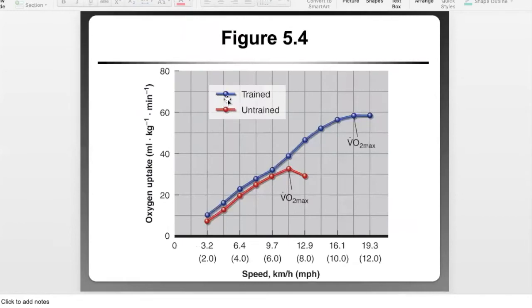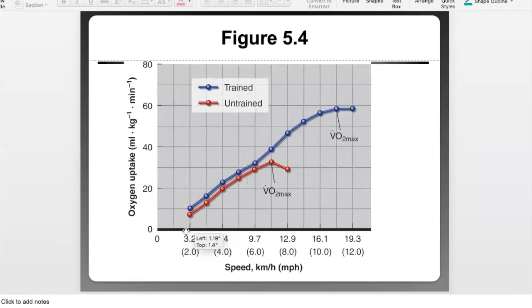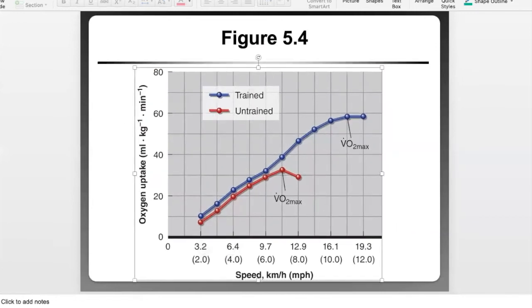So for a trained individual compared to an untrained individual, not only can an athlete who's trained work at higher speeds, they can also work for a greater duration. So this is the duration. An untrained athlete would have to stop at a particular time point. But the individual who's trained has an expanded amount of time that they can continue.